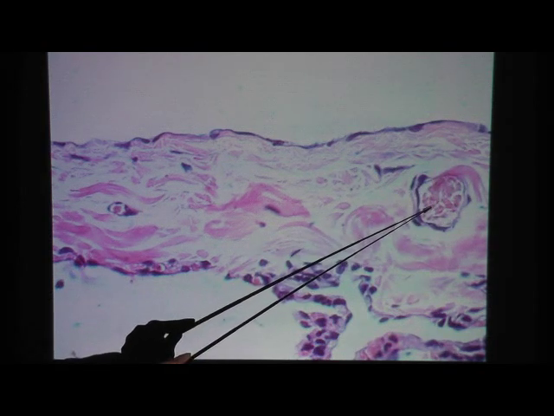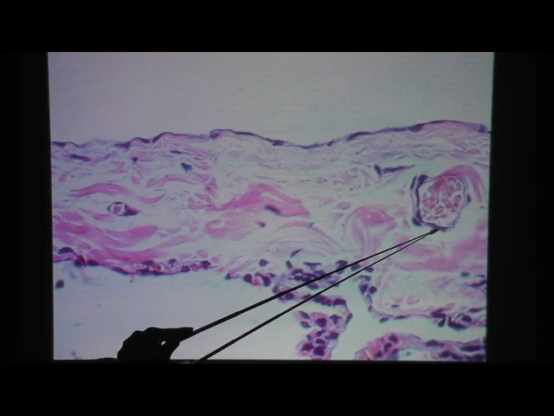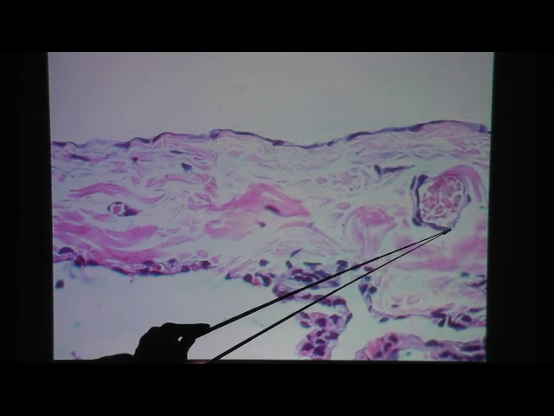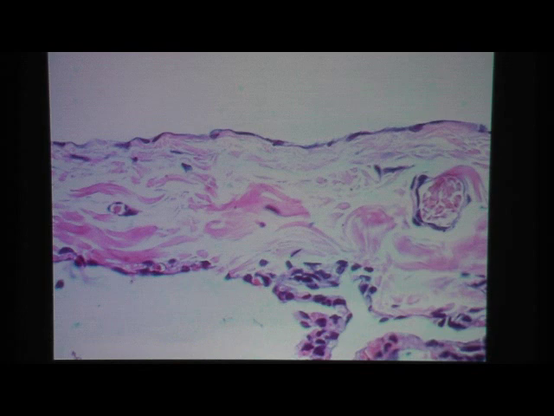This is a blood vessel. And if you follow, the dark squished structure would be the nucleus. And this is the simple squamous epithelium lining this blood vessel. The rest of the tissue here, don't worry about. That is something we have not yet talked about.